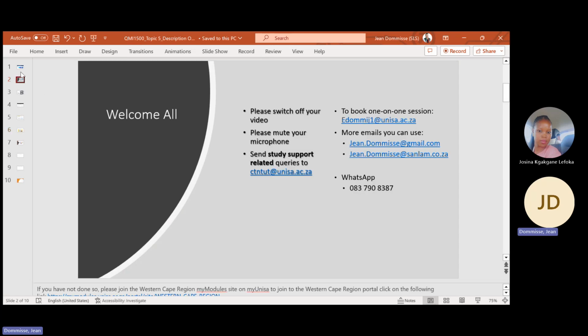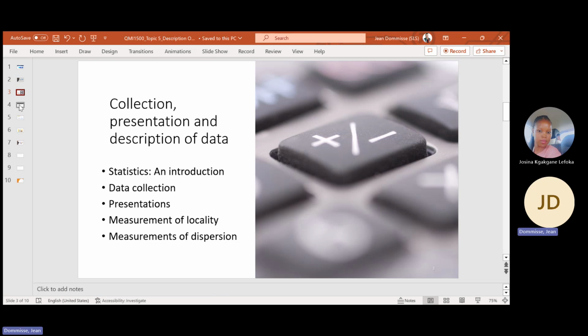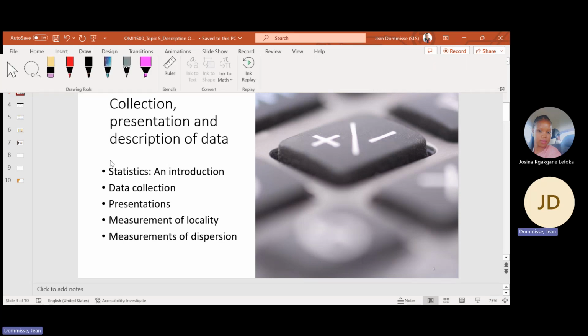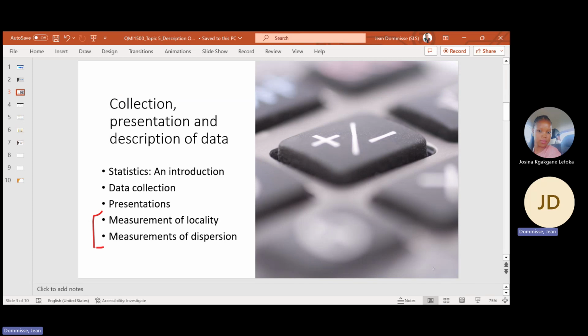So basically that is the things in this part that we're going to look at: measures of location and measures of dispersion. Okay, so that will be our focus for tonight.